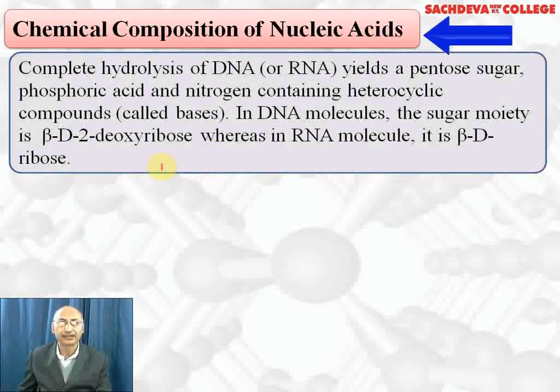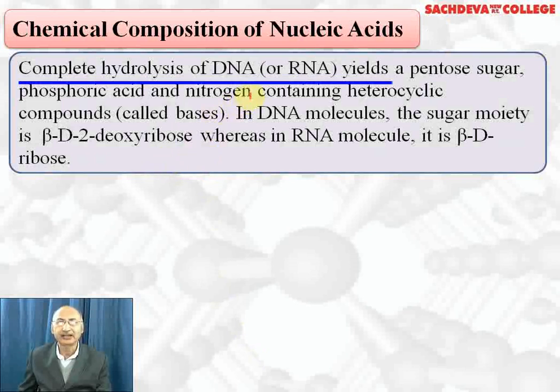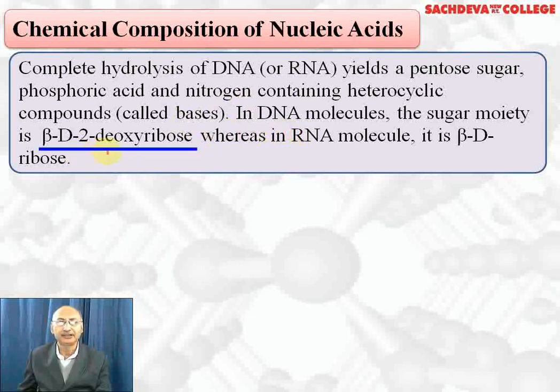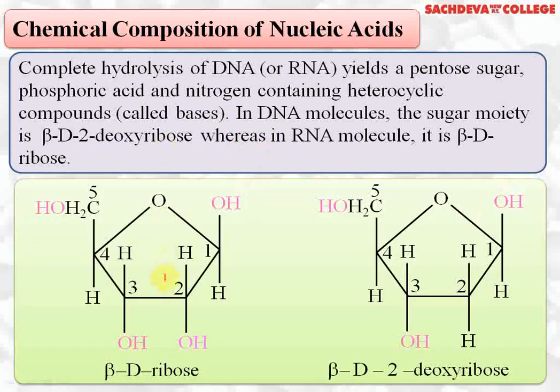Chemical composition of nucleic acid. Complete hydrolysis of DNA or RNA yields pentose sugar, which is either ribose or deoxyribose, phosphoric acid residue, and nitrogen-containing heterocyclic bases like adenine, guanine, cytosine, uracil, and thymine. In DNA molecules, the sugar moiety is beta-D-2-deoxyribose, whereas in RNA, it is beta-D-ribose. This is the structure of beta-D-ribose, which is a pentose sugar, and this is the structure of beta-D-2-deoxyribose, which is present in DNA, and this beta-D-ribose is present in RNA.